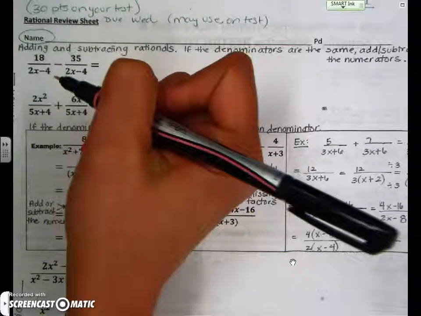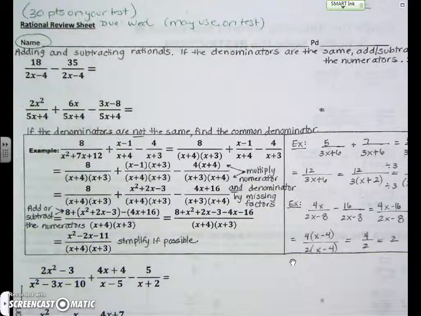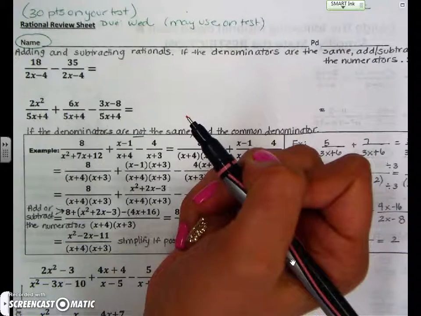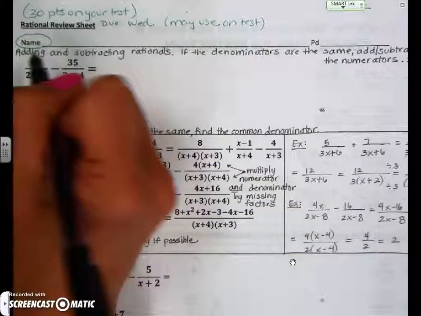We are going to review our test today. Okay, we are going to start with page 1. Remember that this is 30 points on your test. It is due tomorrow. You may use it on your test. Okay, so the more information you put on here, the better. I went ahead and gave you a clue.